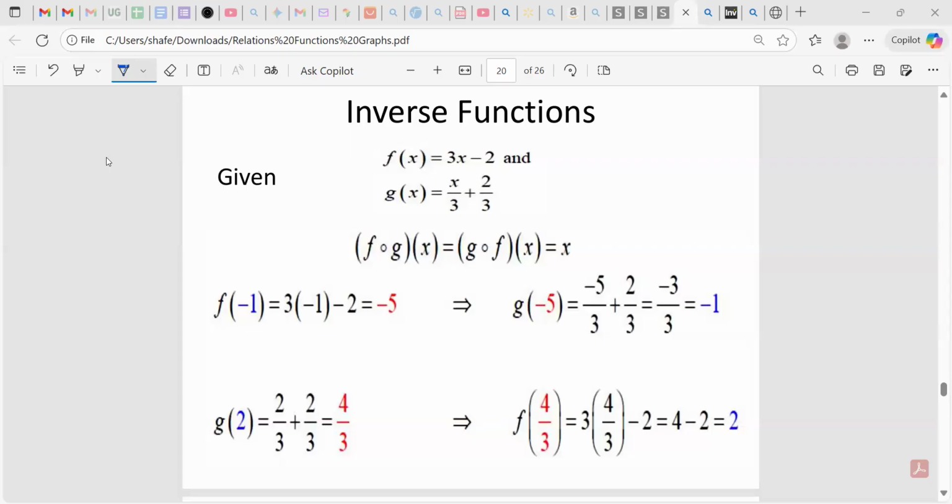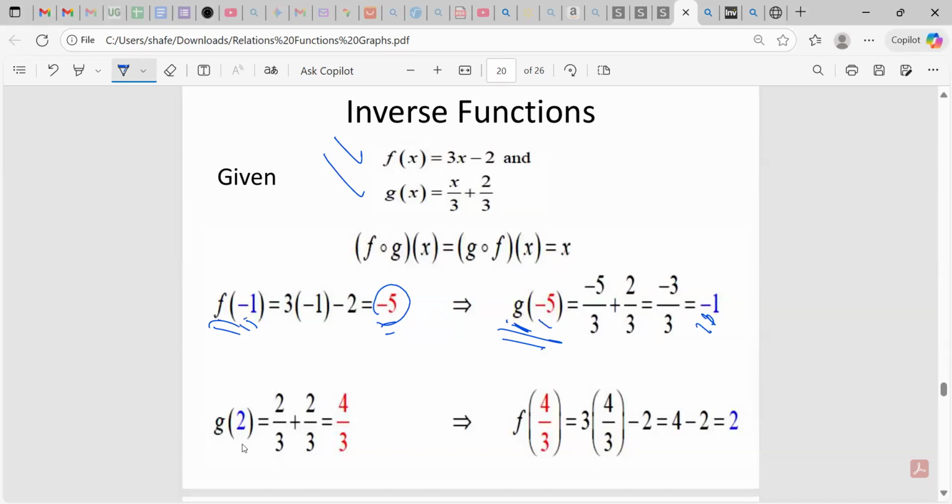We have 2 functions. We got f(x) is this, and we got g(x) is this, right? So what we see happening here, we put in minus 1 in f, and you get out minus 5. Right? If you were to take minus 5 now and put it in g, we get back minus 1. Look at this. f took minus 1 and gave minus 5. g took minus 5 and gave back minus 1. So it looks like g is doing the reverse of what f is doing. Right? It's undoing the effects of f.